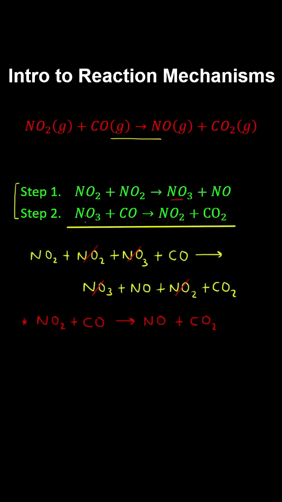Now NO3 is a reaction intermediate because it's produced and consumed in the elementary steps, so it's only present while the reaction's occurring. And the experimental detection of a reaction intermediate is a common method to provide evidence that supports one reaction mechanism over another. So here, this reaction mechanism is preferred for this reaction.